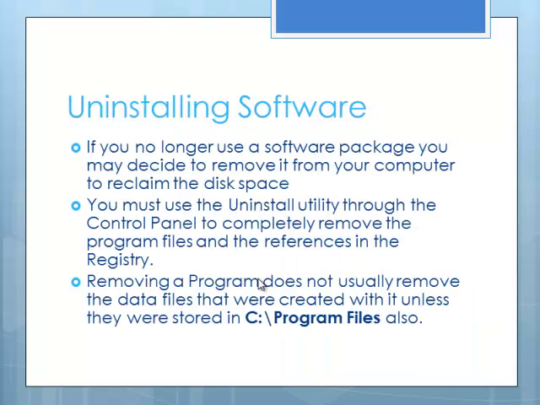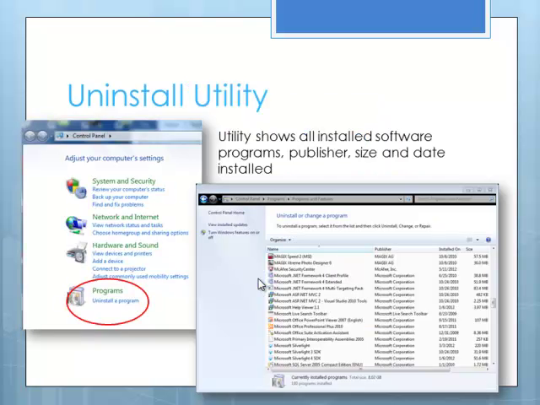Should you choose to uninstall software, and this would be if your disk is getting too full and you just find that you need to free up some space and there's software that you're never using anymore, you don't want to just go find the files and delete them from your disk. You need to use the uninstall utility through the control panel to completely remove the program files and all of the references in the registry. We're going to talk about the registry in one of our next lectures, something coming up soon. But by using that uninstall utility, you take care of all of the loose pieces and get rid of that program completely.